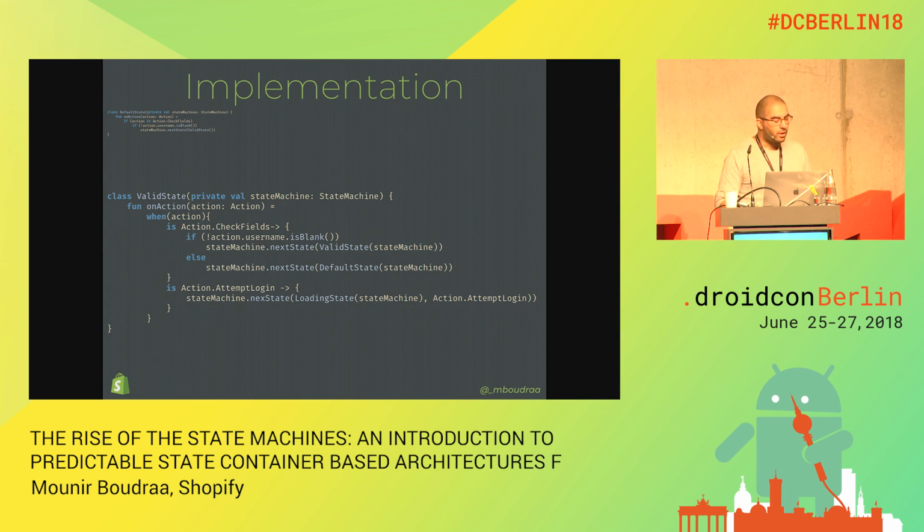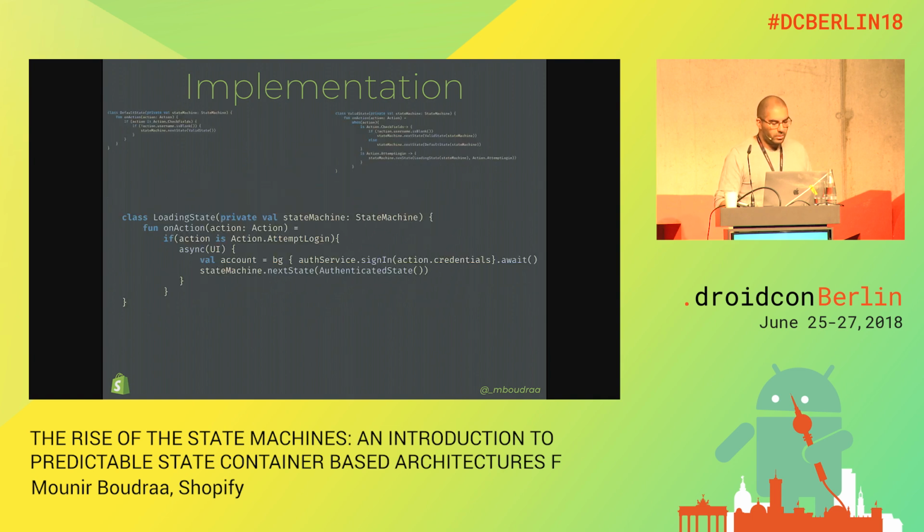If we want to check the fields, we just have some logic on it. We don't care about it. And we call the next state from the state machine and say, hey, state machine, this next state is this one: valid, default, or loading. And once it's done, we say the next state is the authenticated state. What we can see here is that there is no way to have a global picture, because the state contains the logic, and one state contains the next destinations.